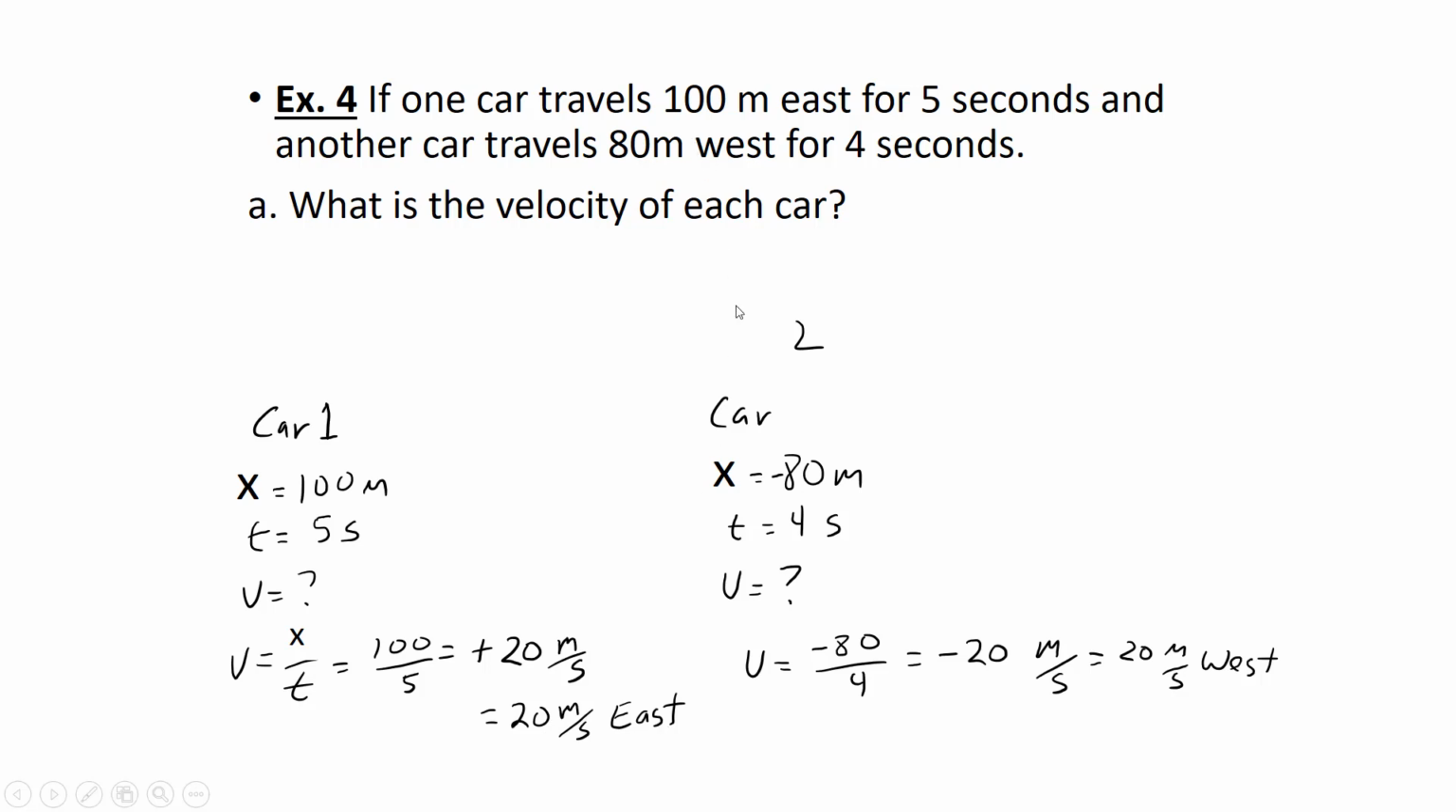Second car went west, so it was negative 80, and it took 4 seconds. So we solved for v. V equals x over t, just like here. The displacement was negative 80, and the time was 4, and you get negative 20 meters per second, and the negative stood for west. So here are your answers for velocity. One car went 20 meters per second east, the other car went 20 meters per second west.